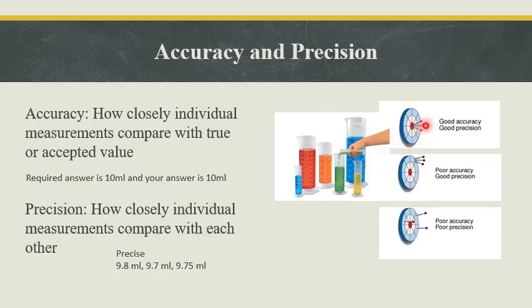So for example, here in the dot and arrow picture, all 3 arrows are at the center of the dot, which is accurate, and all 3 are together, so it's good precision as well. In the second picture, all 3 arrows are together, so it is good precision, whereas it's not at the center, so it is poor accuracy. In the third picture, all 3 arrows are far away and not together, so we call it poor precision, and it is not at the center, so we call it poor accuracy.